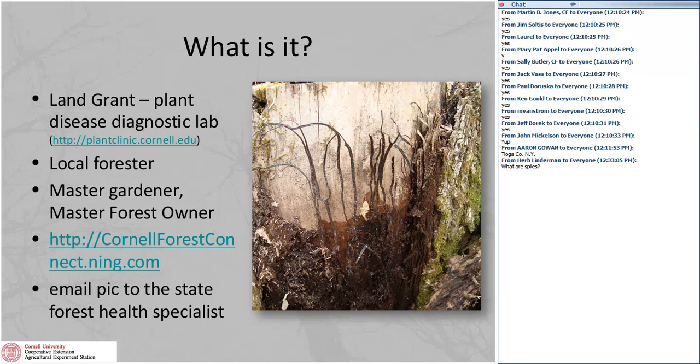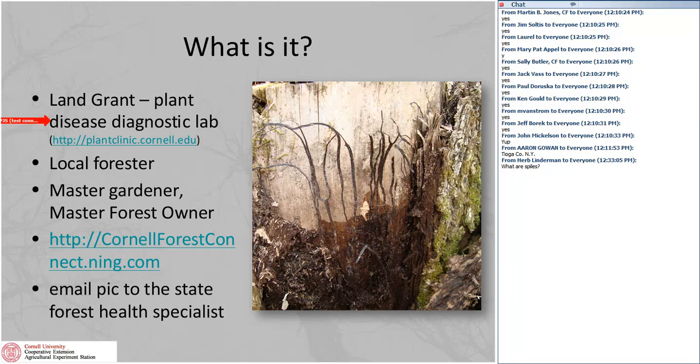So, lots of ways to go about identifying: you go to your land-grant university, every state will have a land-grant university. I suspect they all have some plant disease diagnostic lab. If not, you can go to the neighboring state. I know in New York there is a fee if you want to have something identified, and so you may want to use this as your last resort, or if knowing the answer is particularly important.